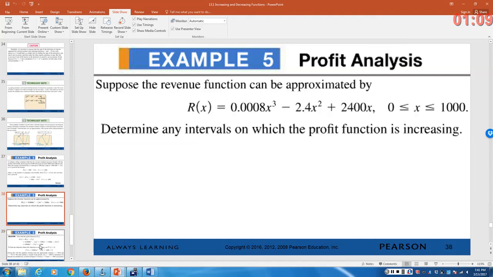Okay, we will continue then. Suppose the revenue function is approximated by 0.0008 x to the third minus 2.4 x squared plus 2,400 x. And again, x is from 0 to 1,000. If you're wondering where they might have gotten that, they probably collected data and fit a model to the data. That's where they came up with that cubic. They probably checked at various points for different months.